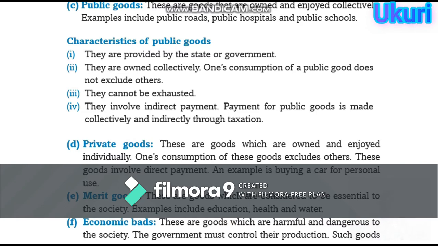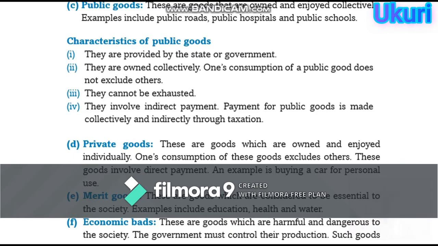Enjoying goods owned by government, provided by government. Number three, they cannot be exhausted. They involve indirect payment. Payment for public goods is made collectively and indirectly through taxation. That's how we pay for those goods that are provided by the government or by the state. It's what we call public goods.